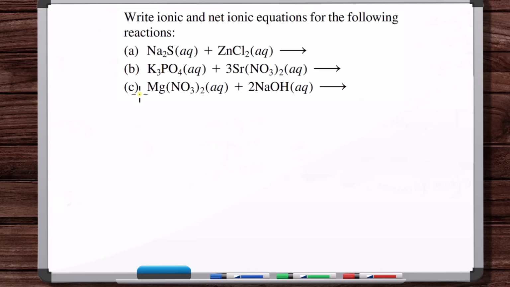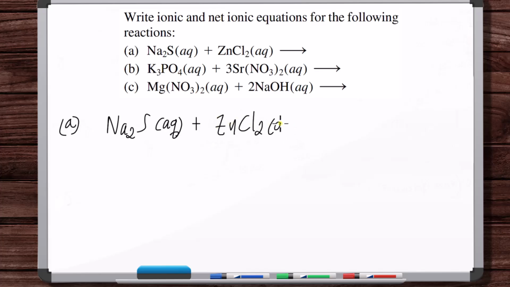Okay, same type of problems. Let's write for part A, we've got sodium sulfide aqueous plus zinc chloride aqueous. Now, when these ions interact, you've got sodium chloride. Well, that's going to be aqueous. We know that.